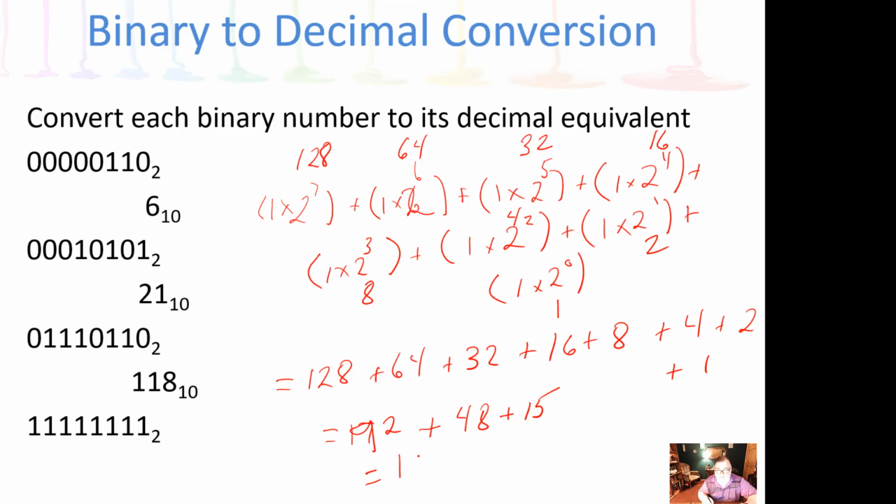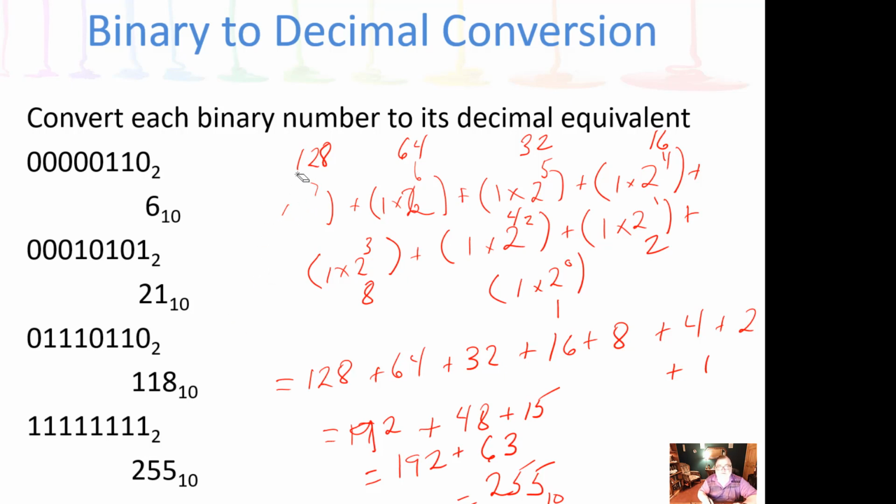So 192 plus 48 and 15 is 63, I believe. Let's see, 3 and 2 is 5. 6 and 9 is 15. Carry the 1, 255 in base 10. Yep, 255. So we got that right.